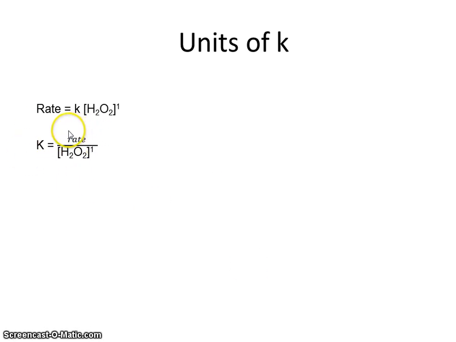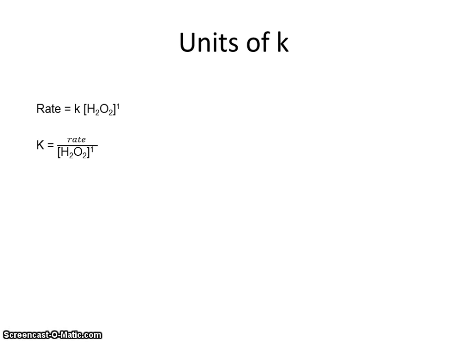And then if we wanted to work out a value for k, we would simply plug in some values for rate and hydrogen peroxide concentration. To work out the units, however, we simply plug in the units of rate and the units of concentration. So you might like to think about what those units would be.